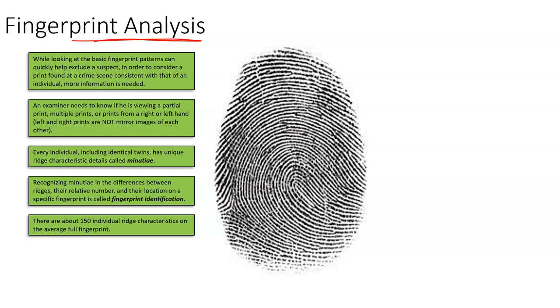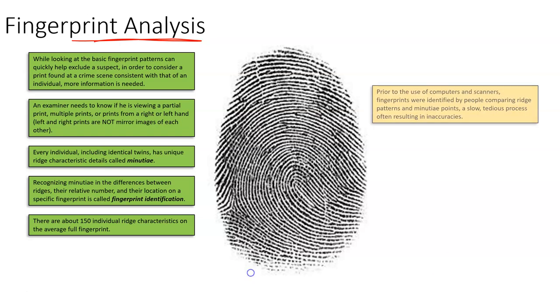Okay. There are about 150 individual ridge characteristics on the average full fingerprint. So you will be doing a bunch of fingerprinting in class. When you lift a full fingerprint from a piece of glass or a smooth surface, you should be able to find 150 individual different ridge characteristics on that particular print. Now, we are not trained at the level of a fingerprint examiner. So if you don't find 150 individual ridge characteristics on a fingerprint that you are examining in class, it's not a big deal. But you should definitely find 10 to 15. That's roughly 10% of the 150 individual ridge characteristics that are readily available on that particular fingerprint.